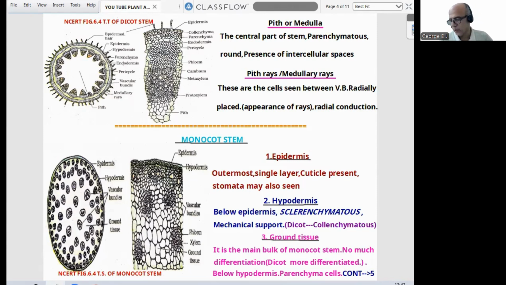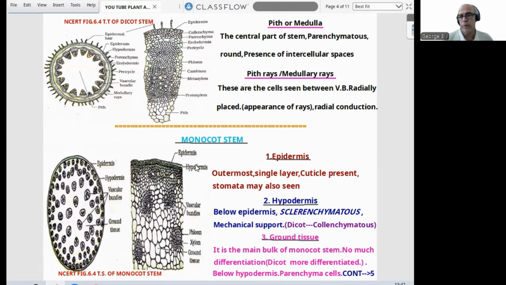Now we can proceed to monocot stem. When we compare, it will be almost similar except for a few differences, so it will be easy for us. As usual in monocot stem, the outermost layer is epidermis, single layer, cuticle present, stomata may be seen. After epidermis, the next layer is hypodermis. Here you can find hypodermis.